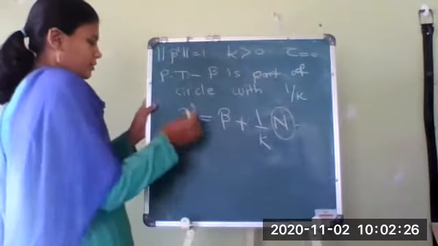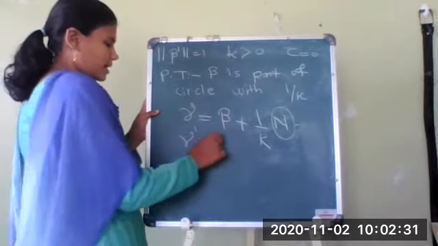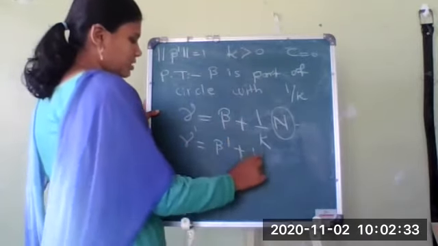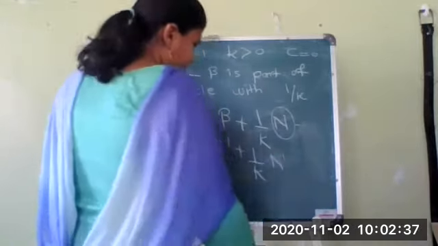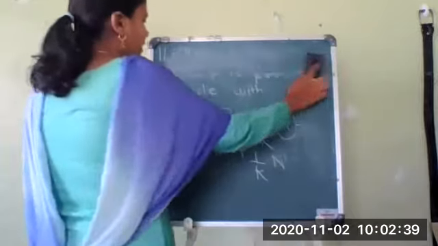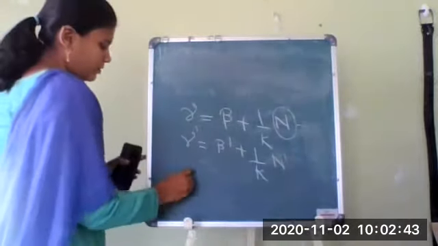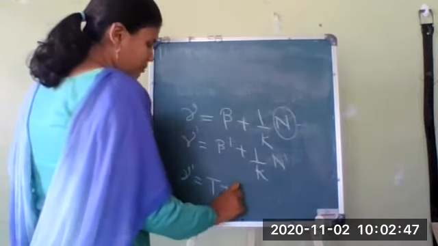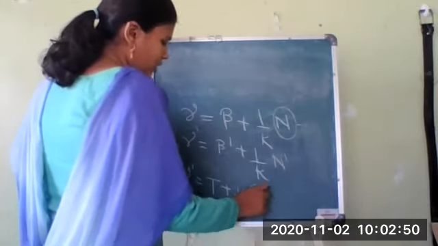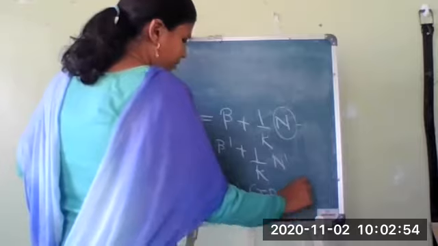Now we have to differentiate with respect to s. So what will the differentiation be? Gamma dash is equal to beta dash plus 1 upon k times n dash, since curvature k is a constant. I think everyone knows the formula for n dash. In the last lecture, I gave you the formula for n dash. What is beta dash? It is nothing but t. And what is the formula for n dash? It is tau b minus k times t.